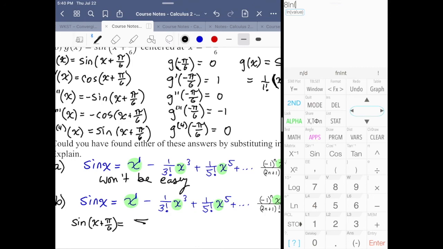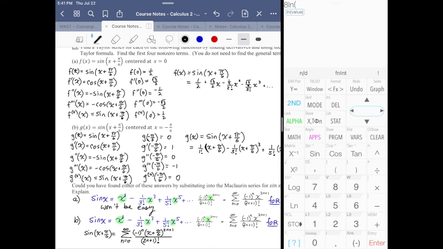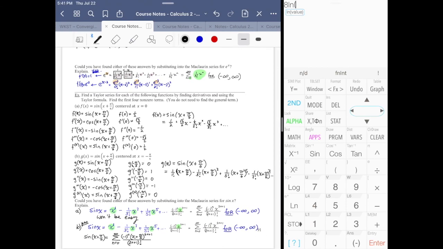So this would be, if I could just cut to the chase, the sum from n equals 0 to infinity. We have our alternating series, negative 1 to the nth, times x plus pi over 6 to the 2n plus 1, over 2n plus 1 factorial. So this one would be a yes, definitely. The other one would be, well, it's a little messier. I'm sure we could get there, but it won't be easy.